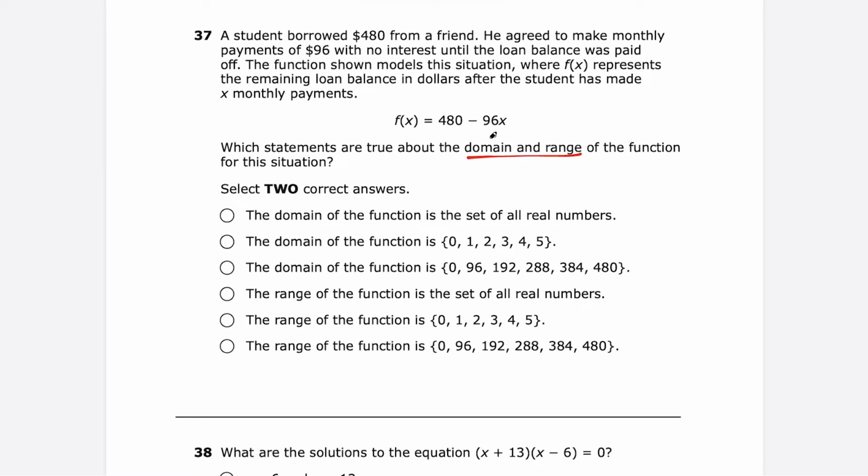We want to know which statements are true about the domain and range of the function for this situation. So here I would really pay attention to what each of these numbers mean. $480 represents the initial amount of money that the friend borrows, and they're paying the friend back, and they're making payments of $96, and x represents the number of monthly payments. Okay, so if I'm just looking at this here, I see that we're doing 480 minus 96 times x, because as they pay the money back, the amount of money that they owe starts to shrink.